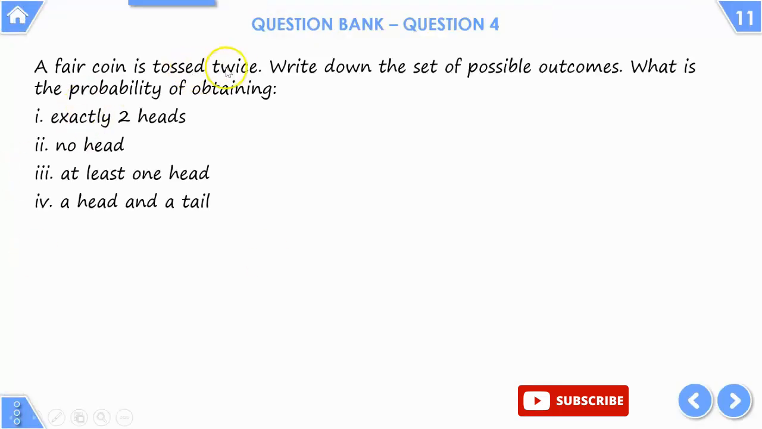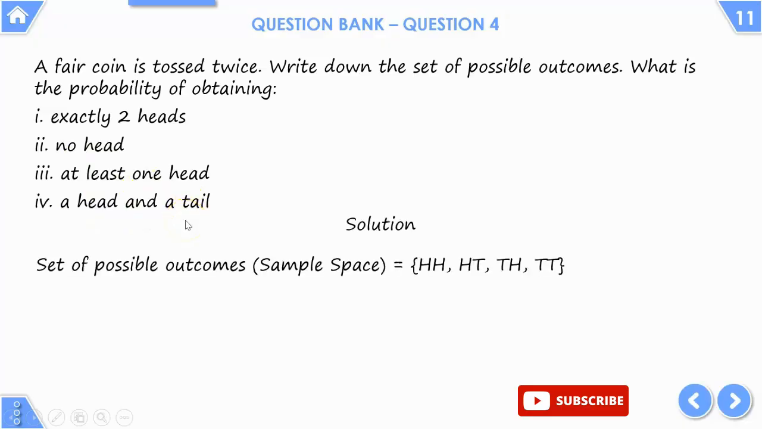A fair coin is tossed twice. Write down the set of possible outcomes and the probability of obtaining exactly 2 heads, no heads, at least 1 head, either a head and a tail. All right. So the set of possible outcomes for tossing a coin twice are 4 outcomes: head, head, head, tail, tail, head, tail, tail. And that gives us this table.